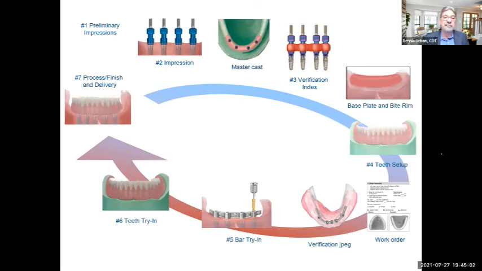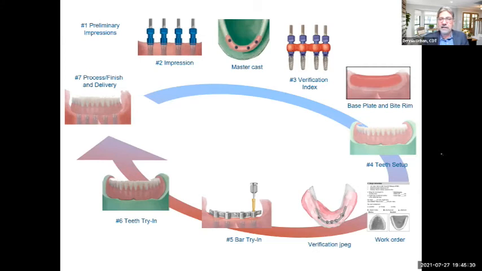Start with a preliminary impression. That second impression is going to be the final custom tray, maybe an open tray. Most of the time when we talk about open trays, it's because the implants are divergent. From the final impression, I'm going to make a master cast for the soft tissue model. And at the same time, once we make that master cast, we're going to do a verification index in the base plate with the bite rim. Sometimes I put a couple of those temporary cylinders in the bite rim just so it can stay in place.